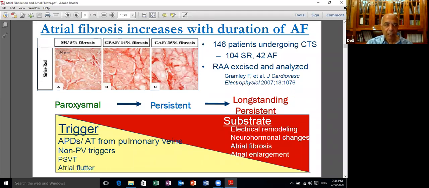If you compare the degree of fibrosis in normal sinus rhythm, it's 5%. Paroxysmal atrial fibrillation, it jumps almost 3-fold, and then persistent atrial fibrillation, it jumps to 7-fold the amount of fibrosis. So as I said before, atrial fibrillation is a progressive disease. It can change from paroxysmal, less than a week, to persistent, less than a year, to long-standing persistent that can be cardioverted but more than a year.